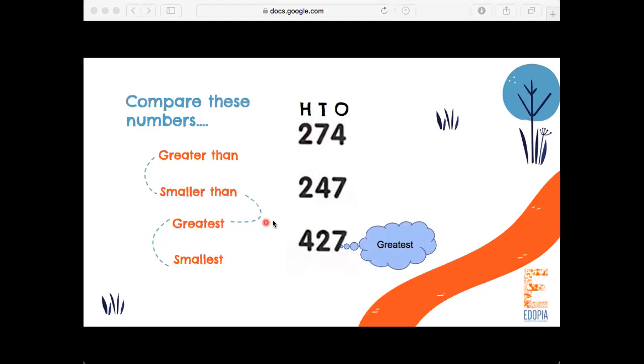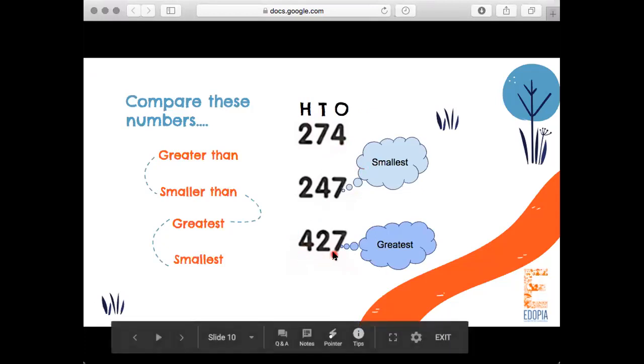Now let's figure out which number is the smallest. 2 hundreds in both the numbers are equal, so we'd compare the digits in the tens place. These digits are 7 and 4. 4 being the smaller number determines that 247 is the smallest number. If we had to put these numbers in an order of smallest to greatest, the numbers would be 247, 274, 427, with 247 being the smallest and 427 being the greatest.